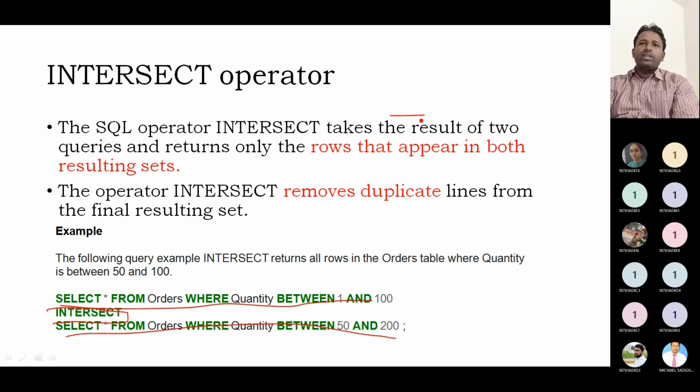Okay. So at the end, first select query will give one result, second select query will give another result. Those two results it will take, and whichever rows are there in both results, those only it will consider. Rows that appear in both the resulting sets will be the output for the intersect, and it will remove the duplicates. Okay. So one example. We want orders in between 1 and 100, and we want orders in between 50 and 200. So the commonality is 50 to 100. So the orders in between 50 to 100 will be the result for this intersect query.